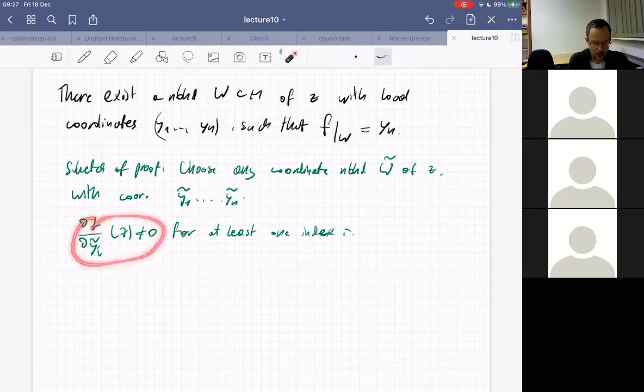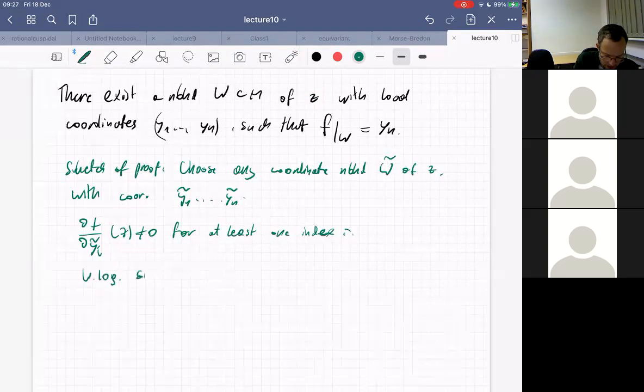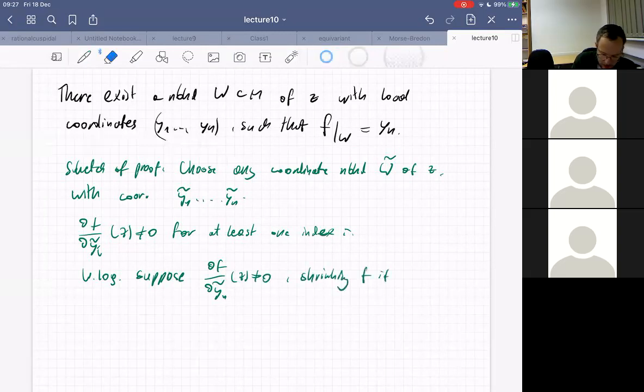if this is not the case, we know that Z is a critical point of F. But since we know that Z is not a critical point of F, at least one of the derivatives is non-zero. So without loss of generality, suppose df over dy n tilde of z is non-zero, shrinking W if needed.